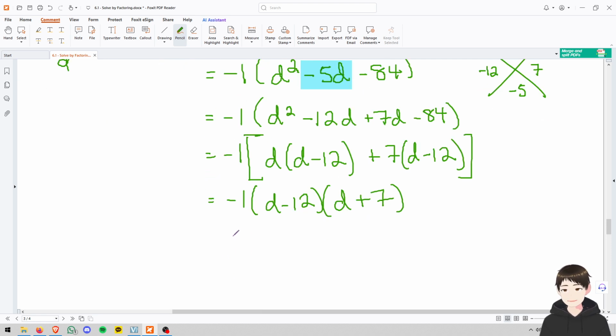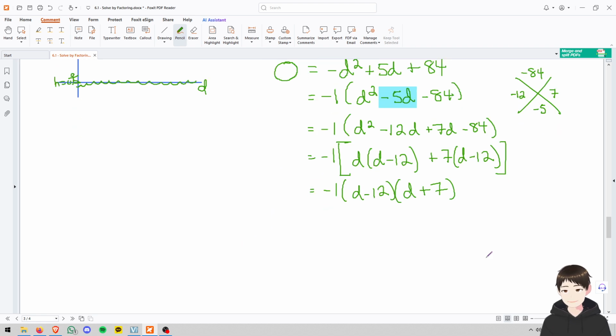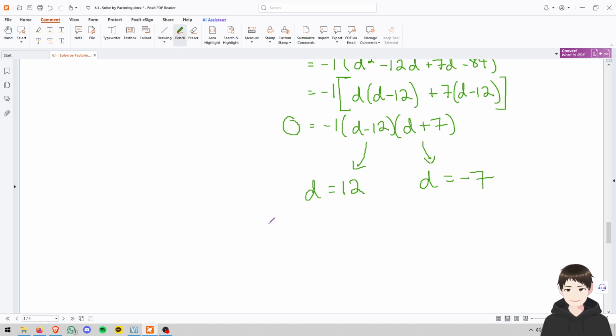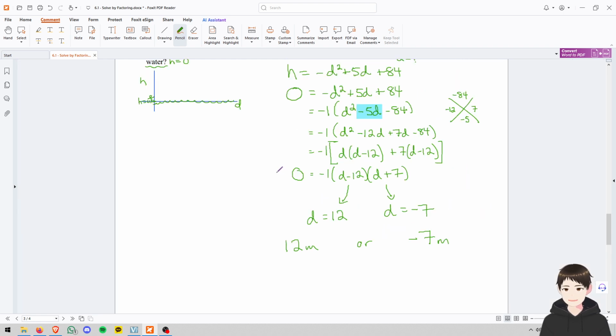So when could the stone fall in the water? D could be +12 to make that a 0. Or D could be -7 to make that a 0. That means the distance could be 12 meters or -7 meters? Mr. Kim, did we make a mistake? No, we didn't. 12 is up here and -7 is over here. Are we throwing the stone backwards?